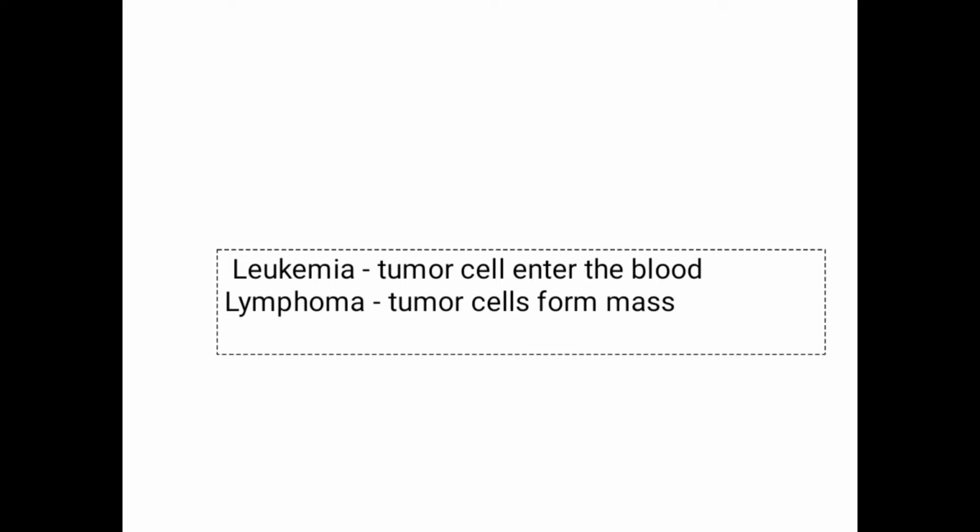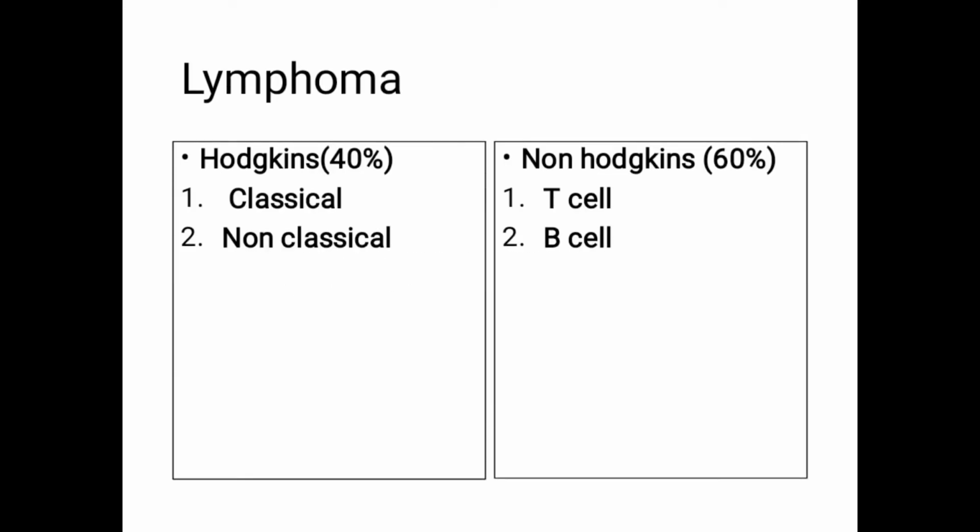But when I consider lymphoma, the word itself indicates lymphoid cells or tumor cells of WBCs. They aggregate in lymph node or maybe extranodal tissue, but it forms a mass. So when I say lymphoma, oma means mass. Coming to lymphoma, simple, it is divided into two, Hodgkin's and non-Hodgkin's. Most common is non-Hodgkin's, then comes Hodgkin's.